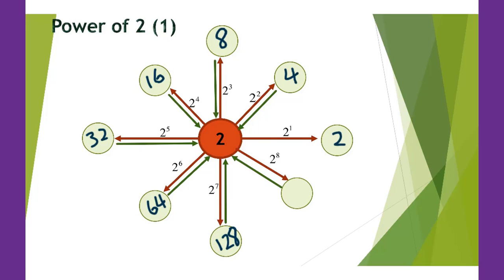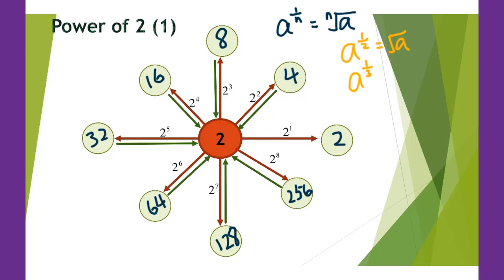2 to the eighth power is 256. Then we do the backwards. As we know, a to the 1 over nth power means nth root of a. In other words, a to the 1/2 power means square root of a. A to the 1/3 power equals cubic root of a.